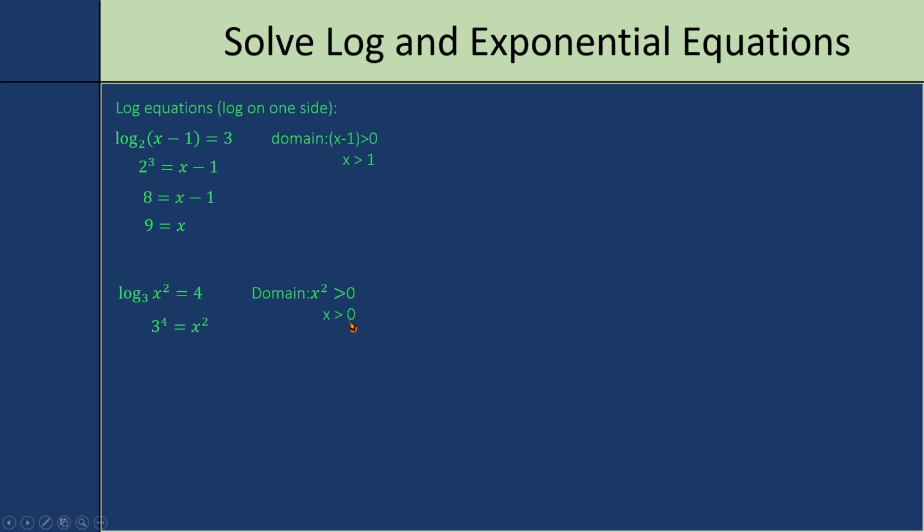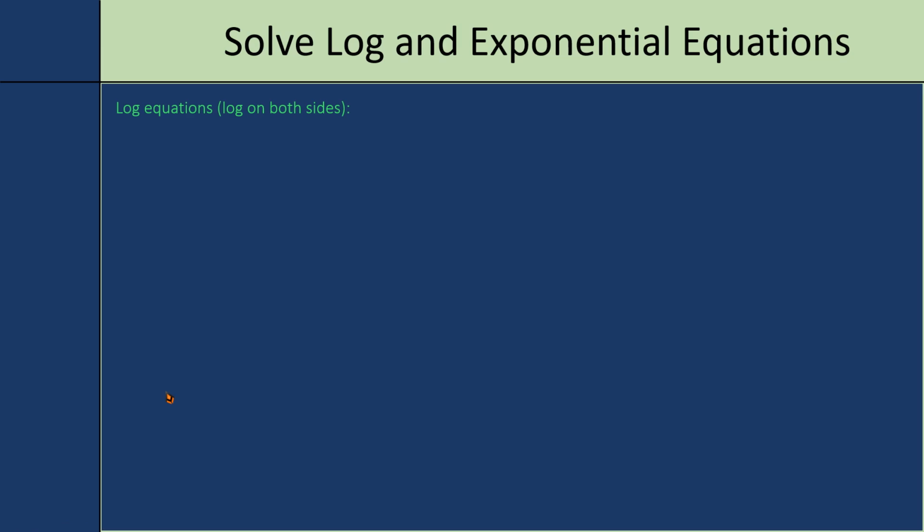Okay, now I change to exponential form. I have 3 to the fourth power is equal to x squared, which gives me 81 is equal to x squared. And I square root both sides. I get x is equal to 9 or negative 9. But I look back at the domain here, x has to be larger than 0, so negative 9 doesn't work. I have to cross that out. So my solution is only x is equal to 9.